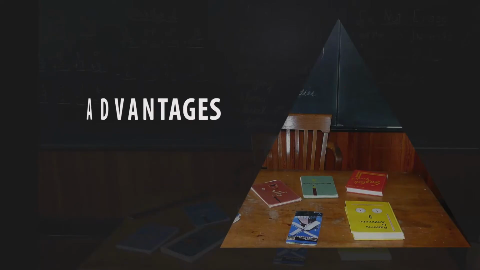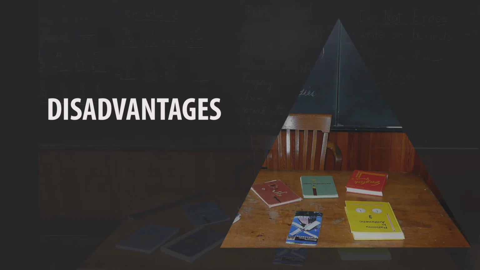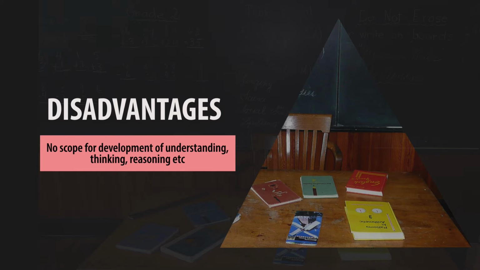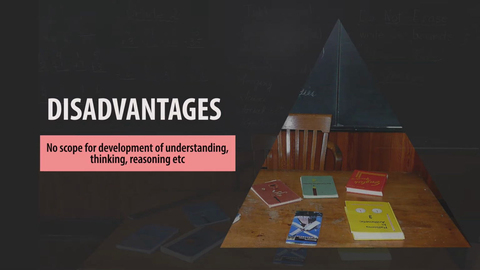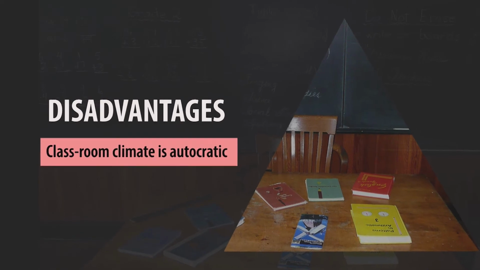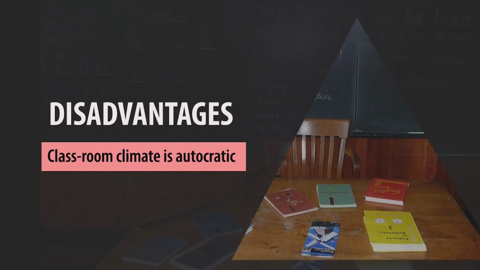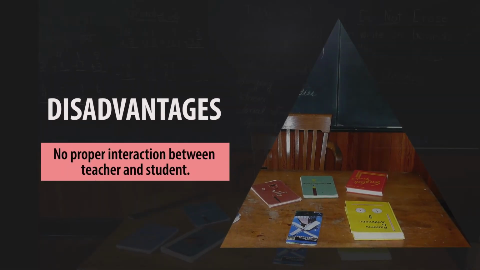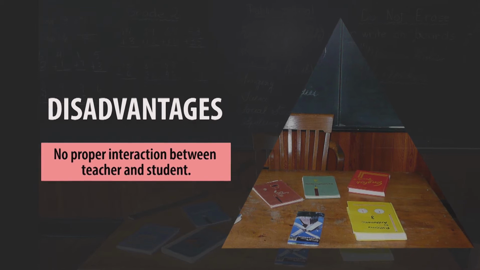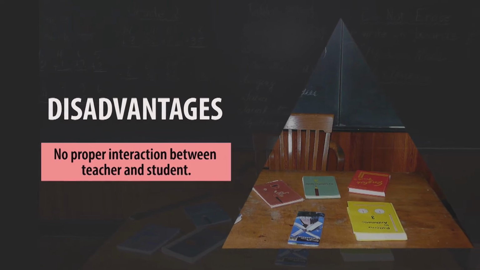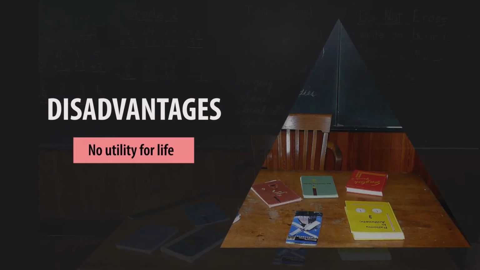Some of the disadvantages of the memory level of teaching are that it encourages rote memory, wherein there is no scope for development of understanding, thinking and reasoning. Similarly, in this type of teaching-learning process, the teacher has to be an autocrat. So the whole classroom climate at this level is authoritative. There is no place for free expression on the part of the learner. There is no proper interaction between teacher and student. The students are passive listeners, as the role of the teacher is very important here. It has limited utility for life.